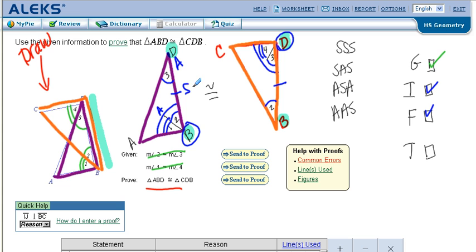So there's a side. So look very carefully. I have a pair of angles, pair of sides, and then another pair of angles. And so I know that these triangles are going to be congruent by angle, side, angle.